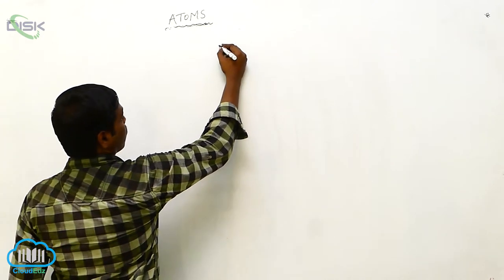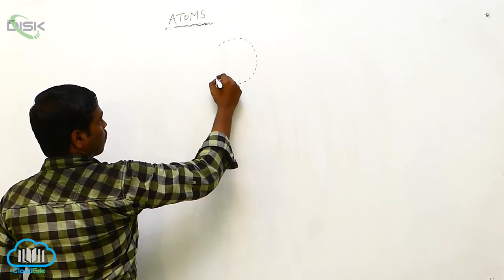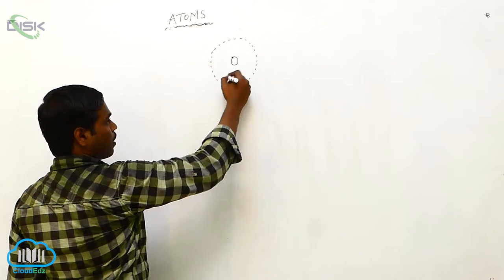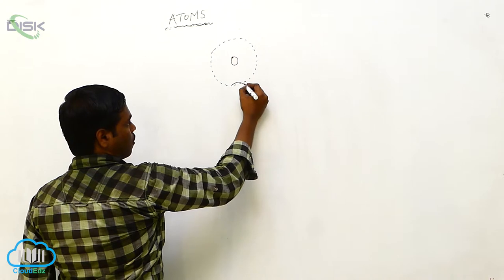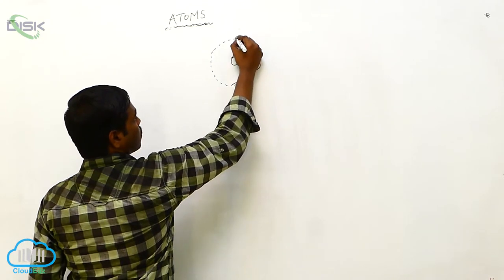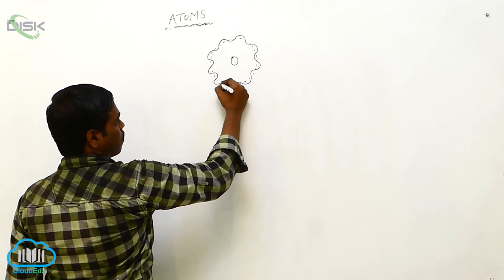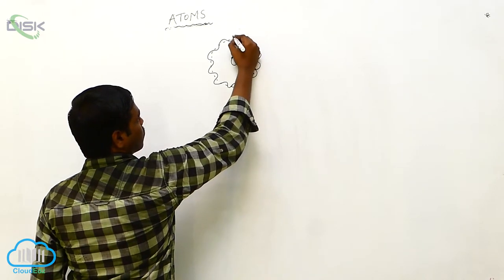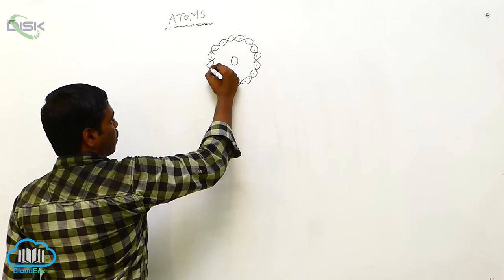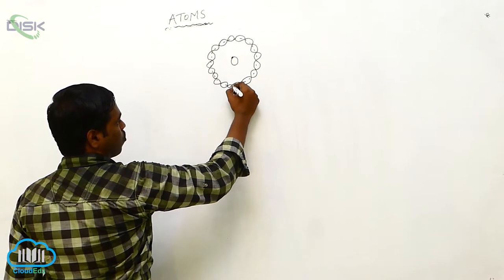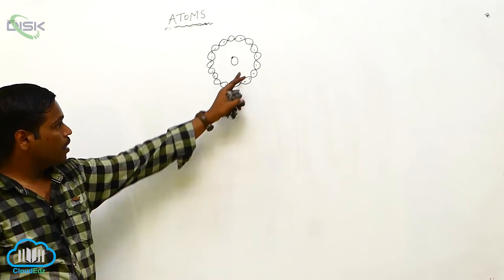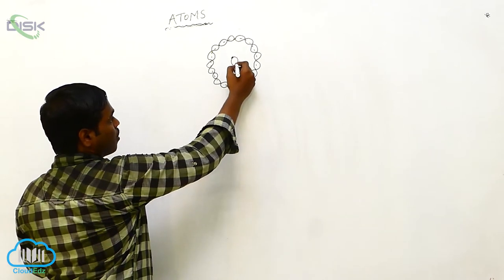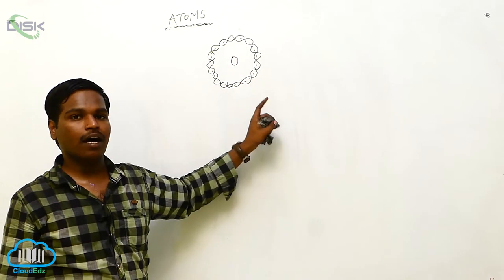For example, this is the path of the electron and this is the nucleus. Around this nucleus the electron is revolving. Then, if we take this wave for the electron, already we know standing waves. If a string is plucked, we can get standing waves. Like that, here also the electron revolves around the nucleus and makes standing waves.